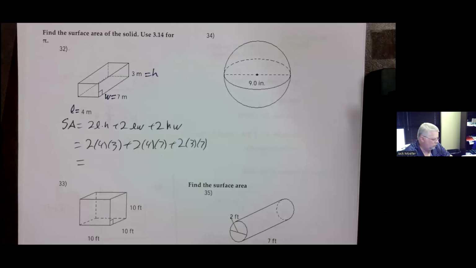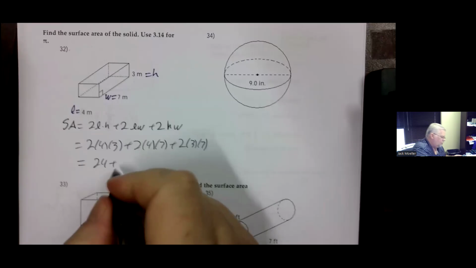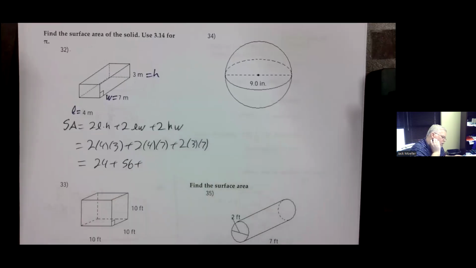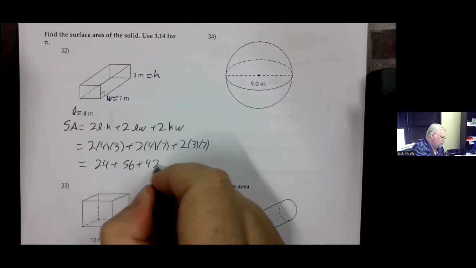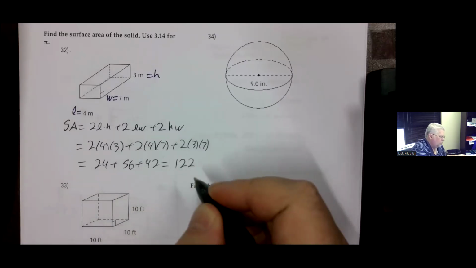2 times 4 times 3, we'll do this separately. 56. And then 6 times 7 is 42. And then add all those up. So I'm getting 122. Now, what are the units?